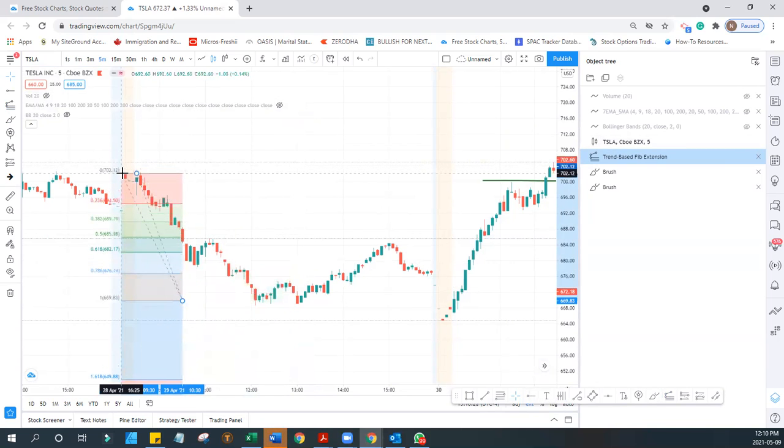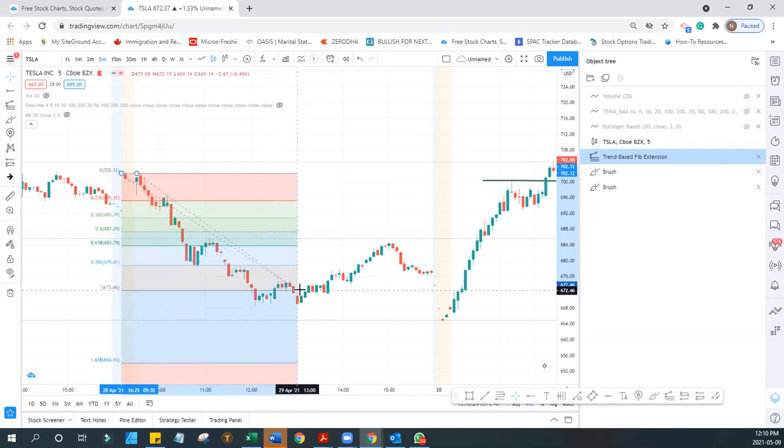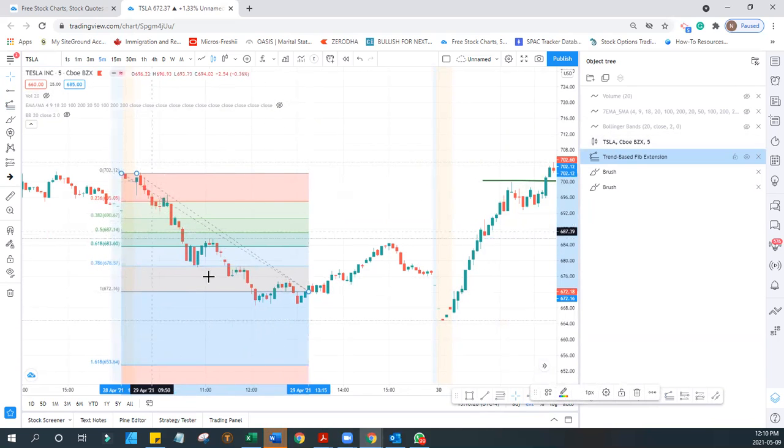This one is kind of, I usually don't use the Fib extension. I usually use the Fib retracement all the time. So this was the trend. You can see this was the low, this was the high, and it couldn't sustain the 50%. So the price is gonna fall down.